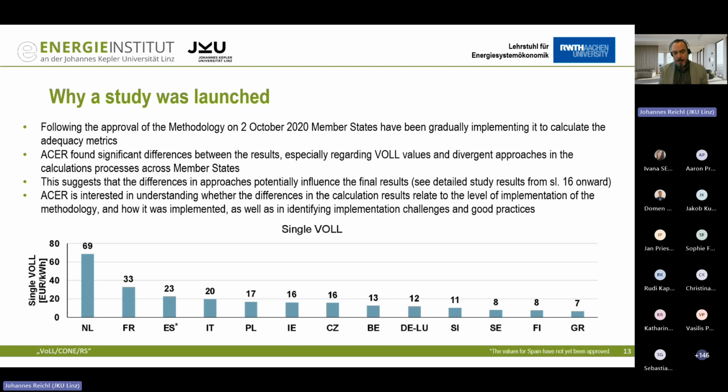Now, just as one example, why we are thinking here is a bit of too much heterogeneity in the results. These are the results of the whole of the countries that have calculated them. And we do see that the difference is by factor 10 between Greece and the Netherlands. And we do think that these cannot be rooted in the true dependence, in the true value of supply security. So that is the reason why we have this study now undertaken.